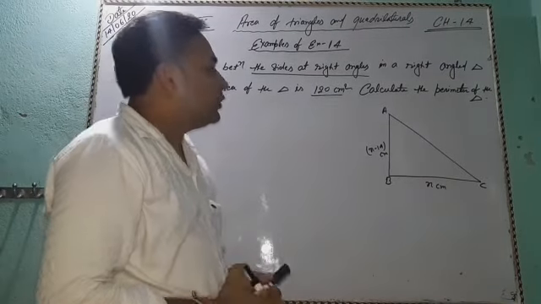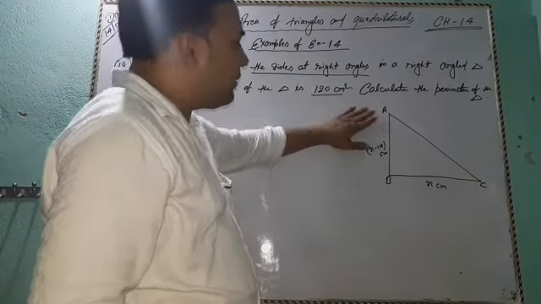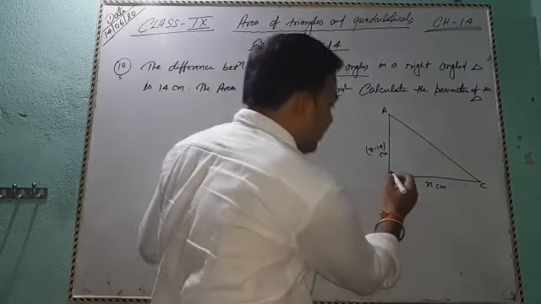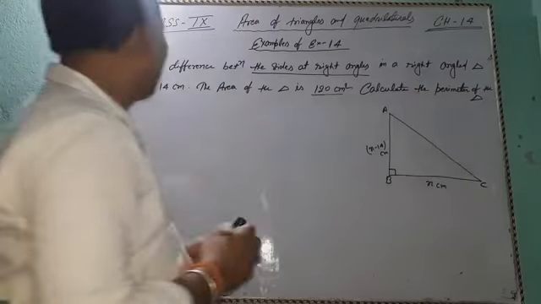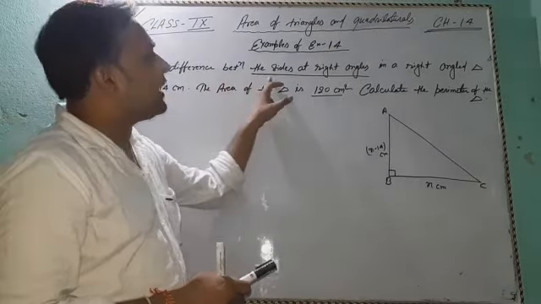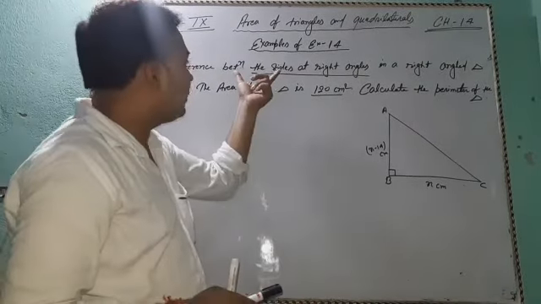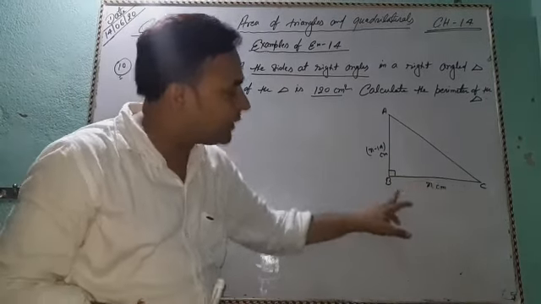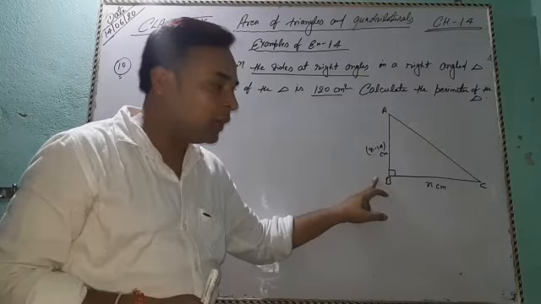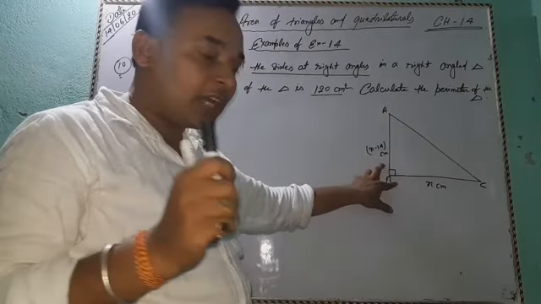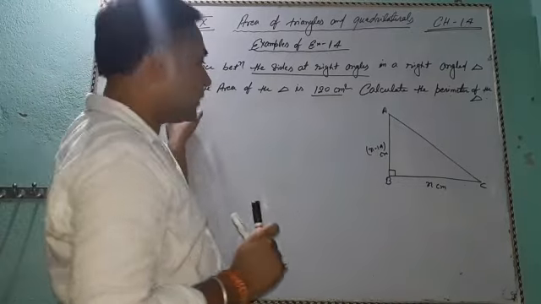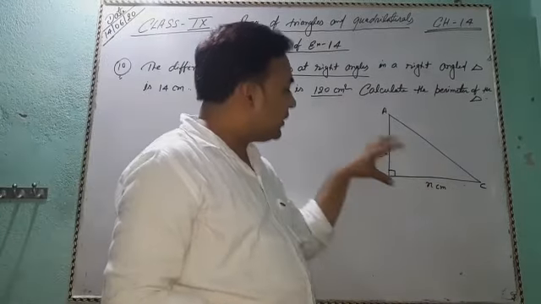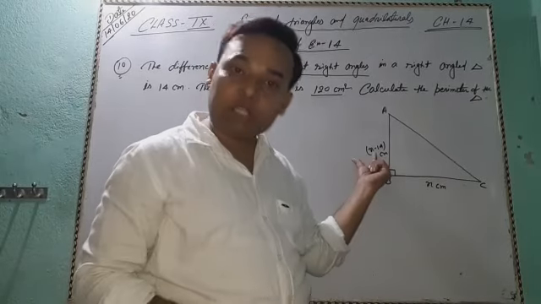So students, we draw a diagram. A triangle ABC is right angled at B. The difference between the sides at right angles, the sides containing the right angle, BC and AB. The difference between the lengths of these two sides is 14 centimeter. So let the side BC be x centimeter, then the side AB is x minus 14 centimeter.